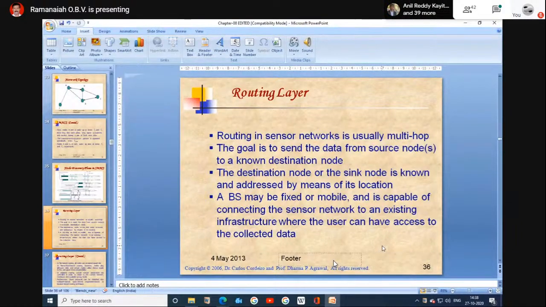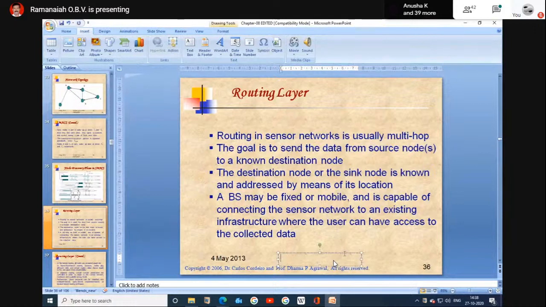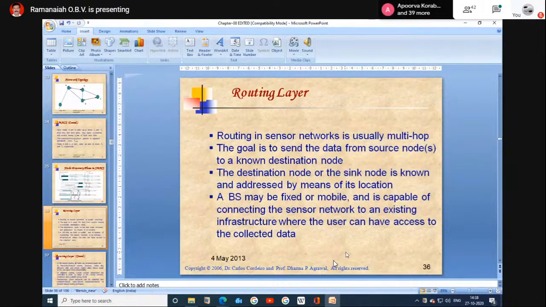Having discussed routing for MANETs, why MANETs? Wireless sensor networks are a special case of MANETs. Then whatever we have discussed for MANETs should be applicable for wireless sensor networks. Is that okay? No, because sensor networks have their own characteristics which are totally distinct.